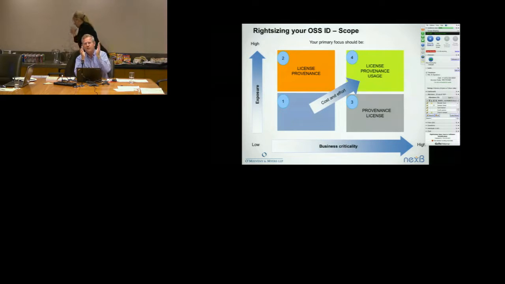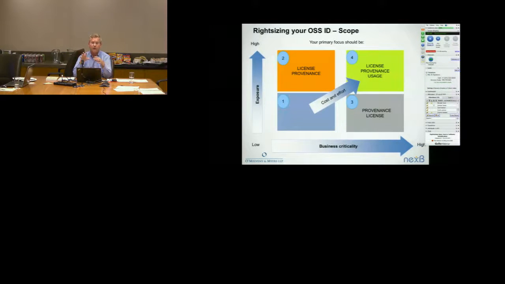But if you plot the exposure of a piece of software or application on the one end, in terms of how many people it reaches and uses it, and how critical it is to your business on the other end, you may decide that some areas require less emphasis on the license or the provenance or the usage. If you look in the upper right corner, knowing accurately the license, provenance, and usage for critical business software and highly exposed software is essential.